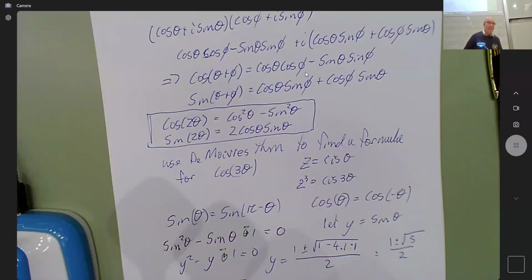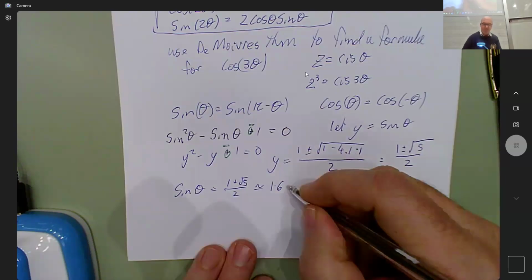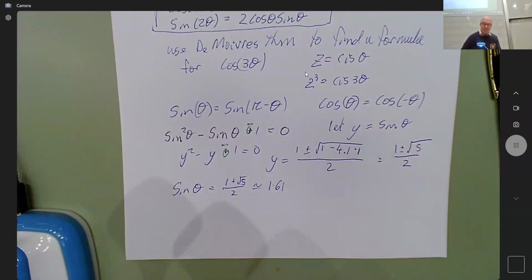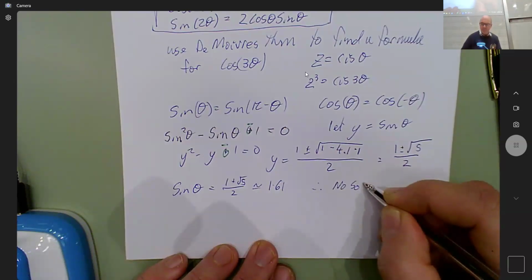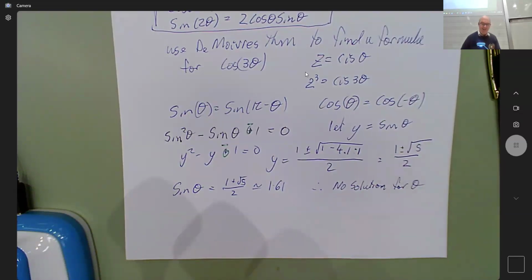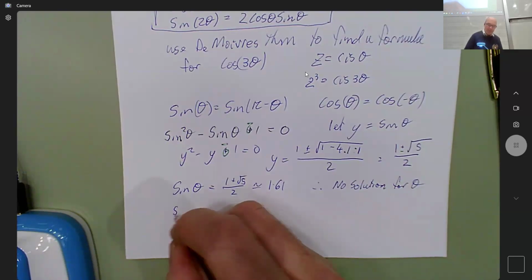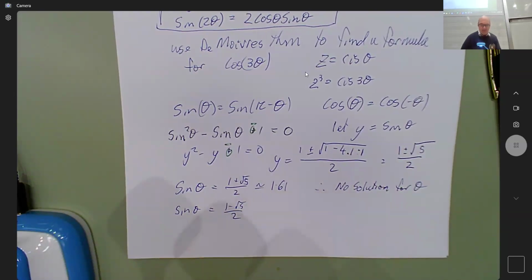Is that possible? One plus root 5 on 2 is approximately 1.6. I think it's 1.61, in fact. All right, well, that's not a problem. Sine theta is equal to 1 minus root 5 on 2.